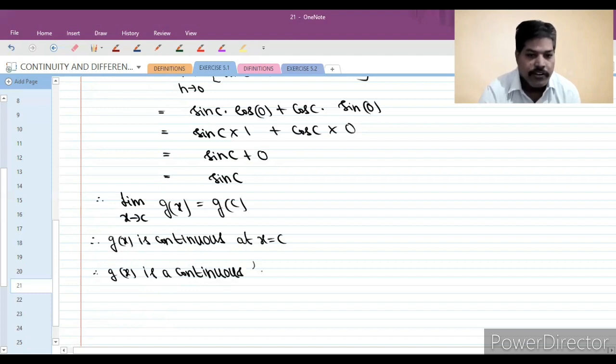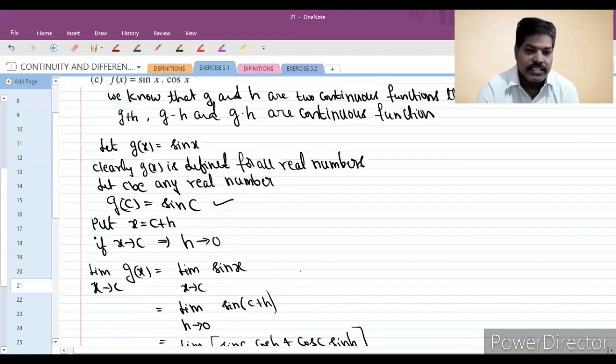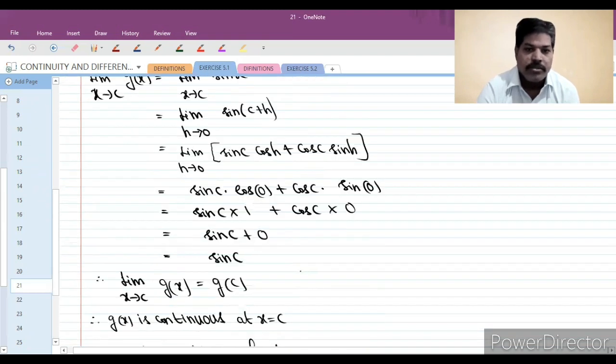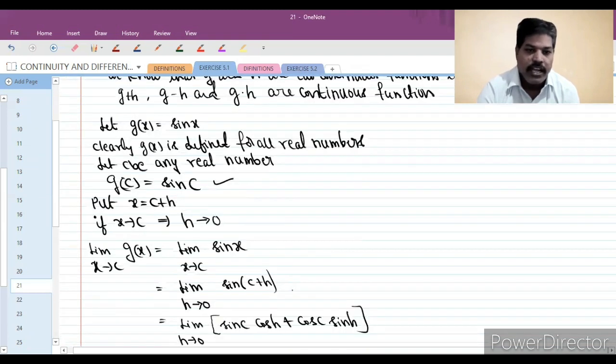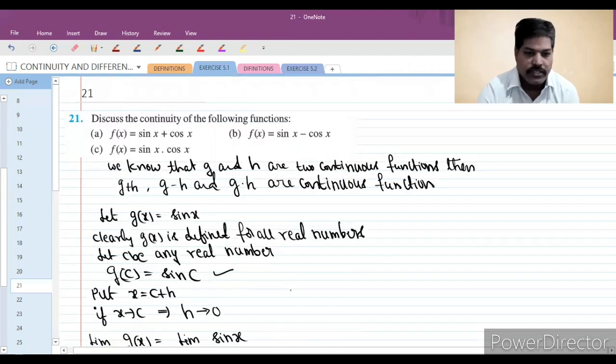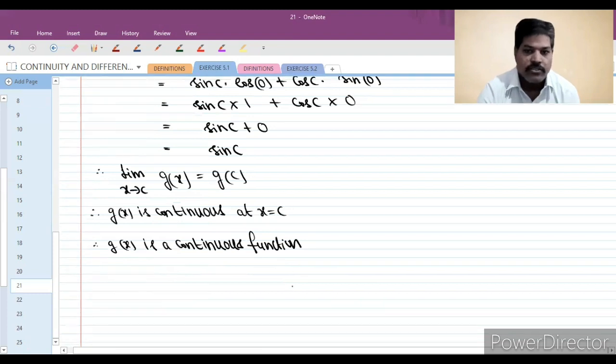Is a continuous function. So I am taking that g of x is sin x, and we have proved that this is a continuous function. Similarly, next I will take h of x is equal to cos x. Then we will prove that that is also a continuous function.